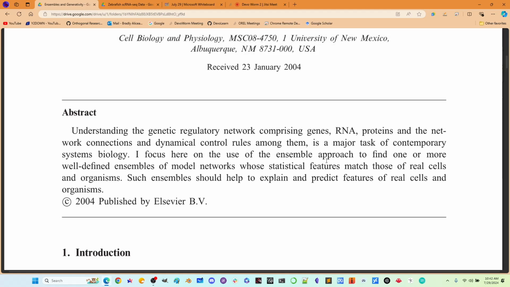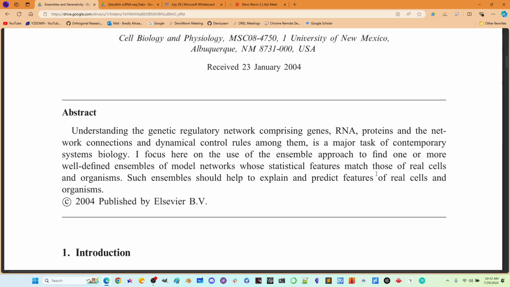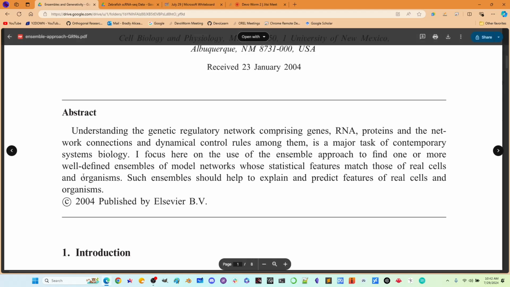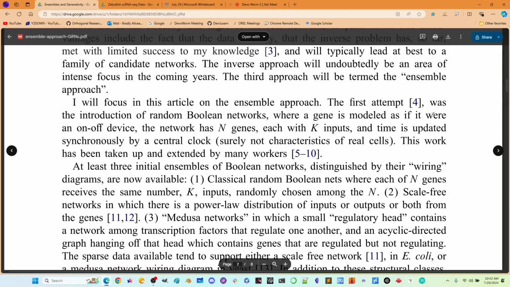I focus here on the use of the ensemble approach to find one or more well-defined ensembles of model networks whose statistical features match those of real cells and organisms. Such ensembles should help to explain and predict features of real cells and organisms. A couple of things to say about this paper.